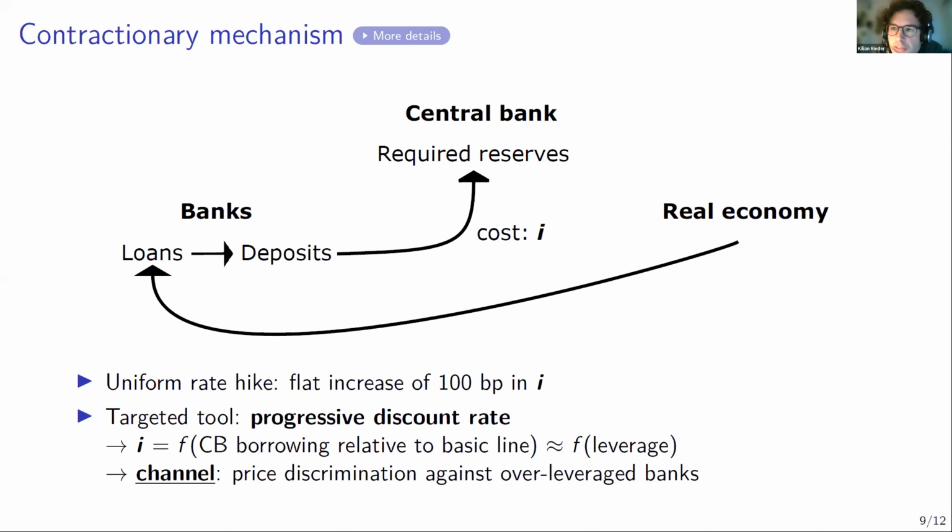So the uniform rate hike led to a flat increase of the cost of marginal reserves by 100 basis points, no matter how much you borrowed. And the targeted tool, the progressive discount rate, actually made this cost a function of how leveraged you were already when you started to borrow or when you needed to borrow. So what the progressive discount rate actually meant is that it allowed the Federal Reserve Bank to price discriminate against over-leveraged banks. And that's why the contractionary channel was so strong there.